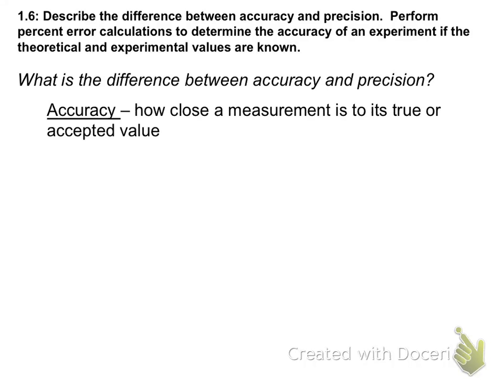It could depend on some other environmental factors in the room, such as if there's a breeze blowing or something like that. But we want to know how close is that to what it should be, and that is known as its true, its accepted. Sometimes it's called its theoretical value. So I'm going to go ahead and write that in as well.